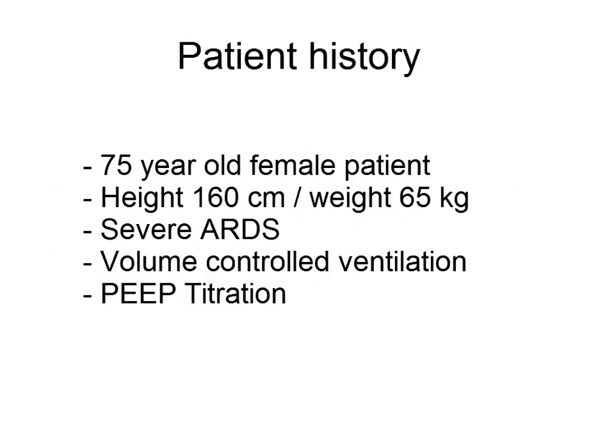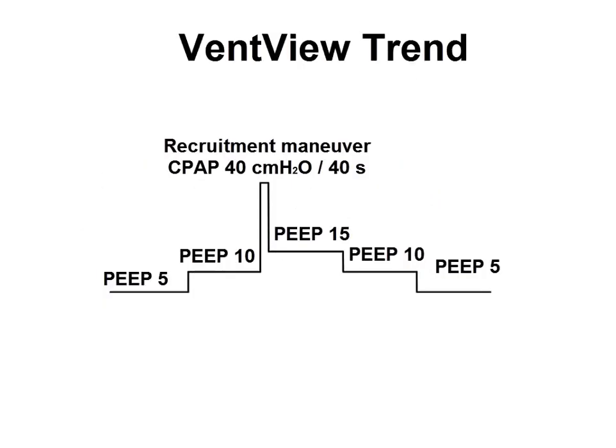We investigated a 75-year-old female patient suffering from severe ARDS. She remained in the supine position while being ventilated in a volume-controlled mode. Initially, PEEP was increased from 5 to 10 centimeters of water. Before increasing PEEP further, a classical recruitment maneuver with a CPAP of 40 centimeters of water for 40 seconds was performed. Thereafter, PEEP was increased to 15 centimeters of water before it was reduced in steps of 5 centimeters of water.